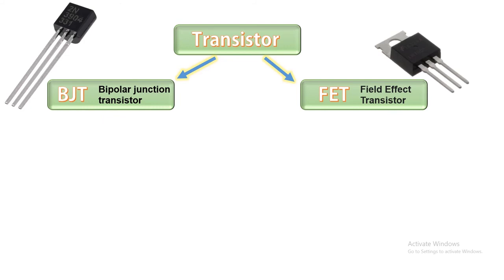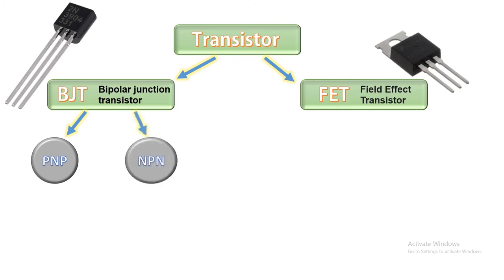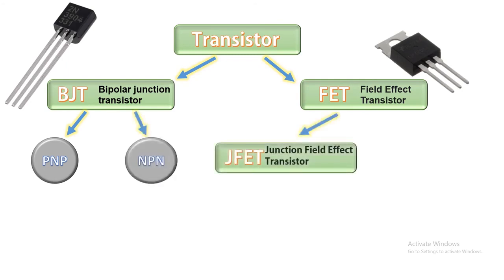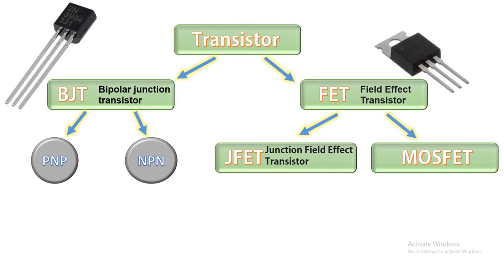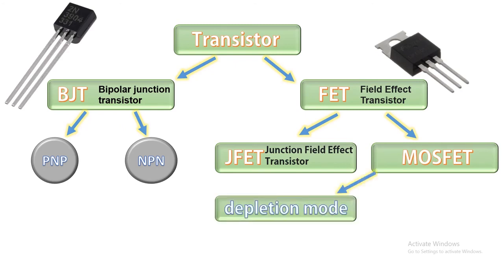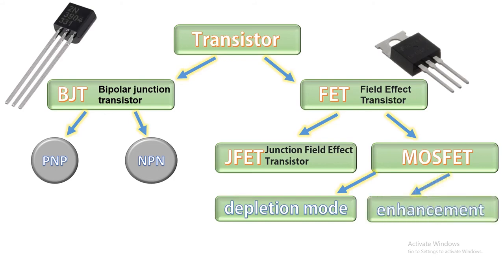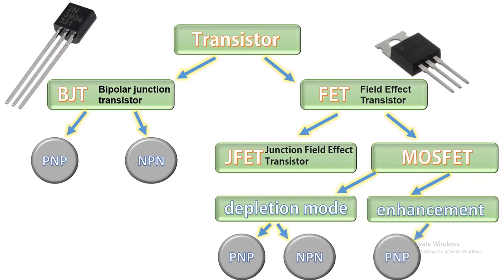The BJT further has two types: PNP transistor and NPN transistor. Also the FET has two types: JFET, junction field effect transistor, and MOSFET. The MOSFET has further two types: depletion mode and enhancement mode. These transistors further have two types: PNP and NPN. We will discuss each type of transistor in detail in the coming video.